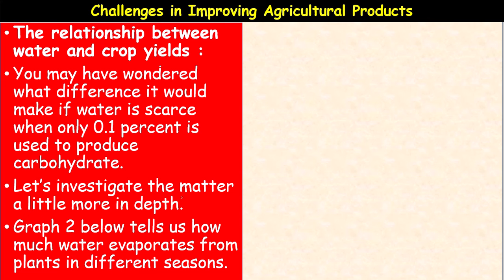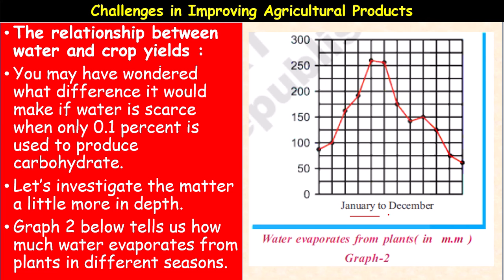One graph is representing graph 2 below. It tells us how much water evaporates from the plants in different seasons. Here, the months January to December are on the x axis, and the amount of water evaporating from the plant, in millimeters, is on the y axis. Each dot represents 1 month. In January it is only some 80 mm, in February 100, March 155, April more than 170, May more than 250 mm.